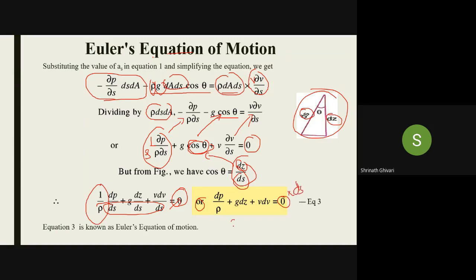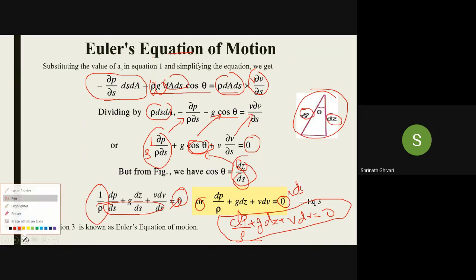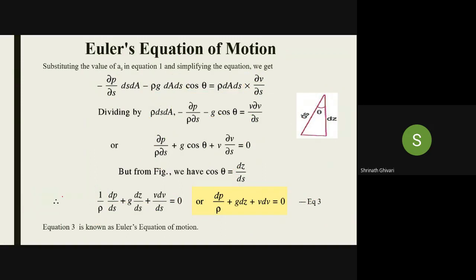So at the end, we are getting the equation as dp/rho plus g dz plus v dv equal to 0. This is our equation 3, which is the Euler's equation of motion. From this equation of motion, we have to derive Bernoulli's equation, which will be your final equation. In exams, they will be asking you to derive Bernoulli's equation from Euler's equation. So first, you have to derive this, then from here you have to go for deriving the Bernoulli's equation.